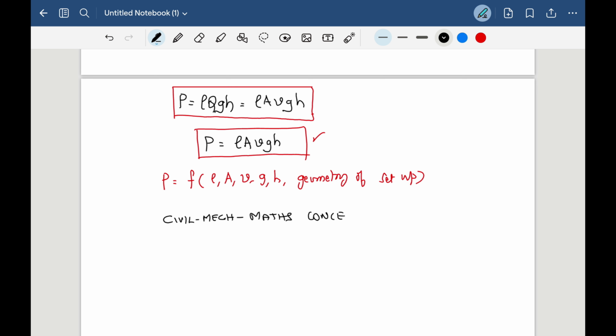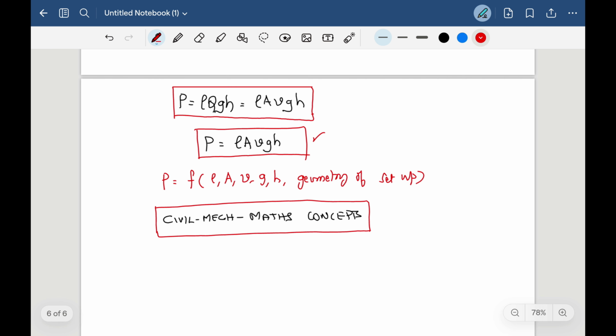I am mainly interested in developing the concepts for all of you, so that if concepts are there with you, applying the formula is not a very big task for an engineer.